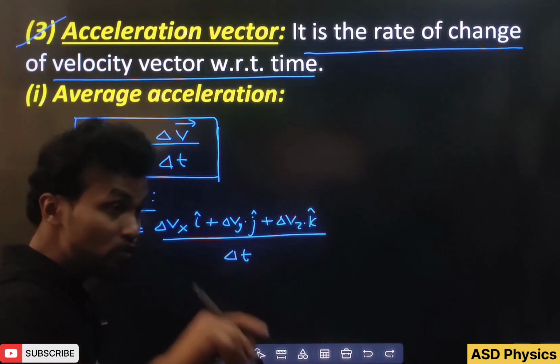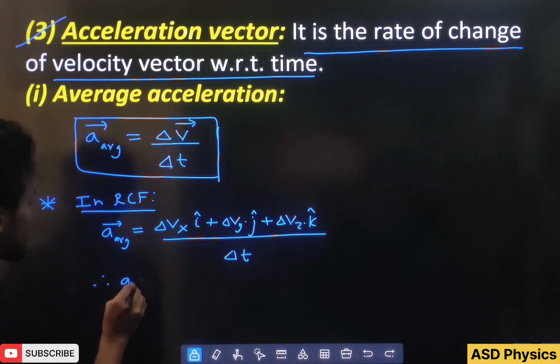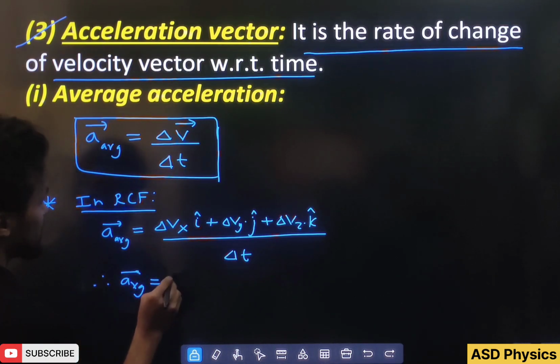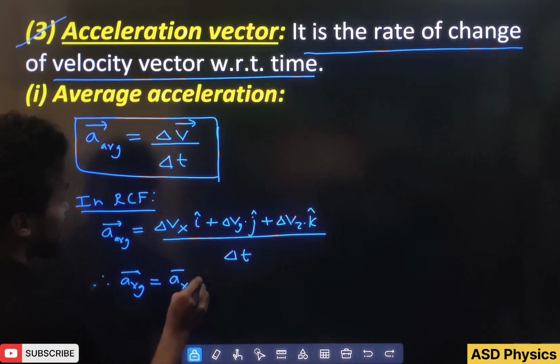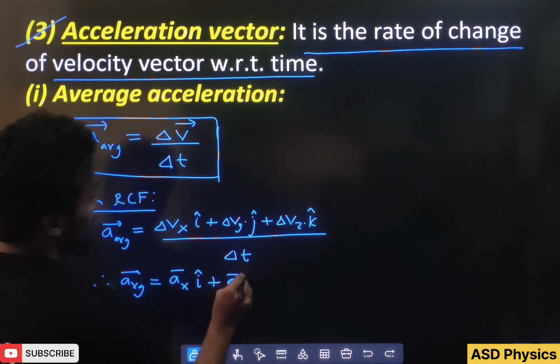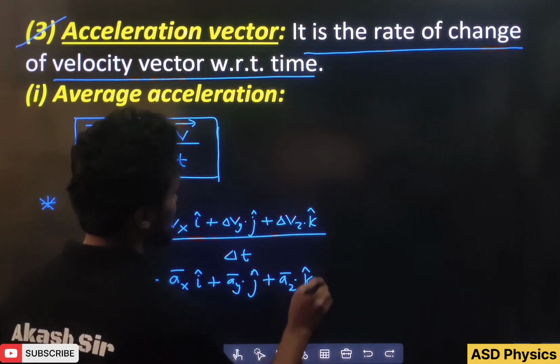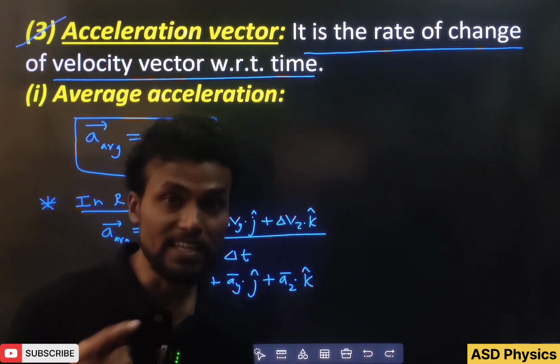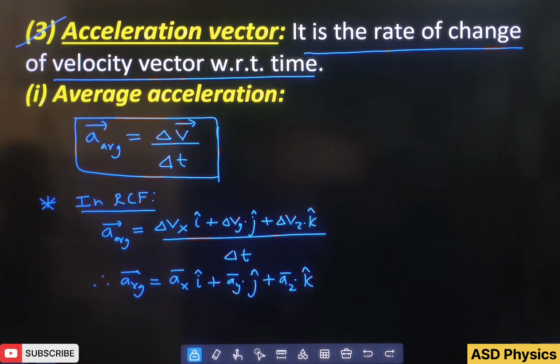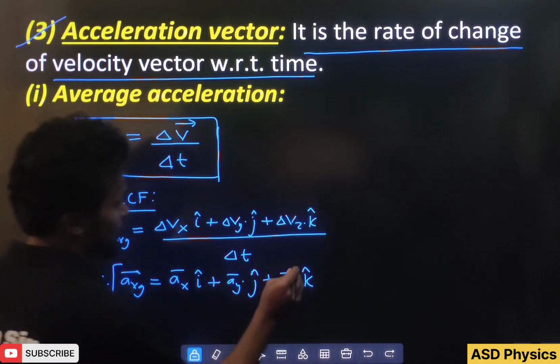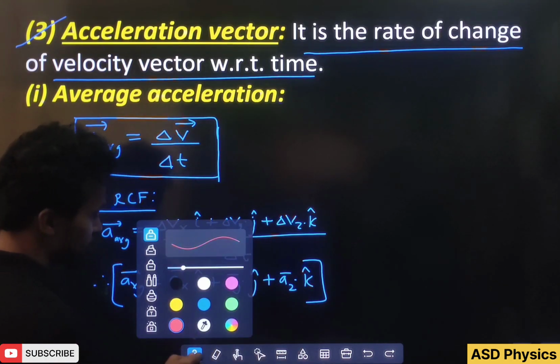Is it? And when you simplify this, what will come here in RCF? It will become Ax bar i cap plus Ay bar j cap plus Az bar k cap, where Ax bar, Ay bar, Az bar is the average acceleration along x direction, y direction and z direction respectively. Okay, great. Now students, we will go to the next one.